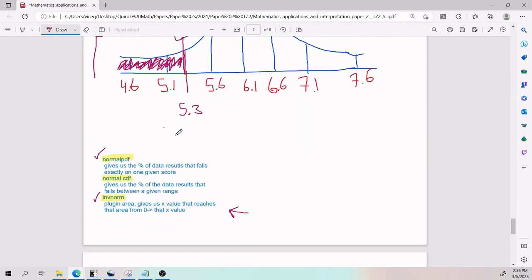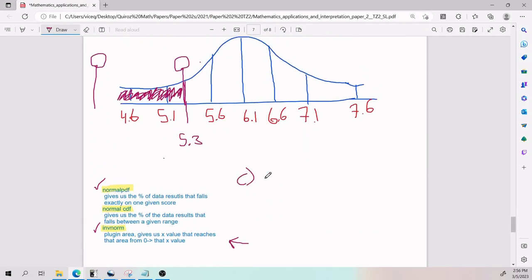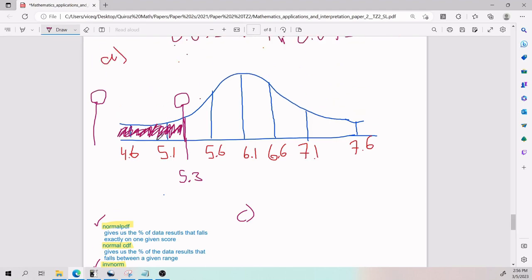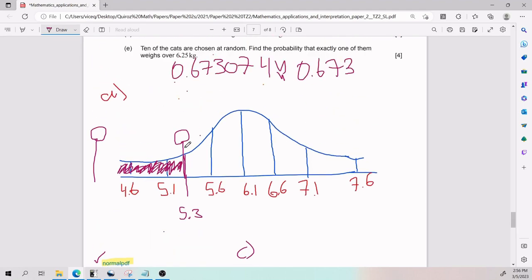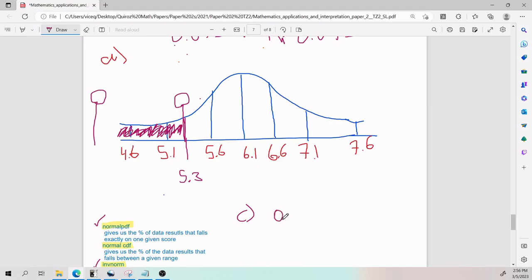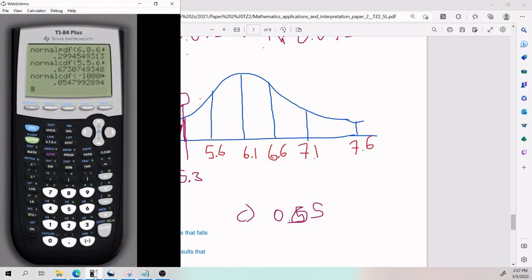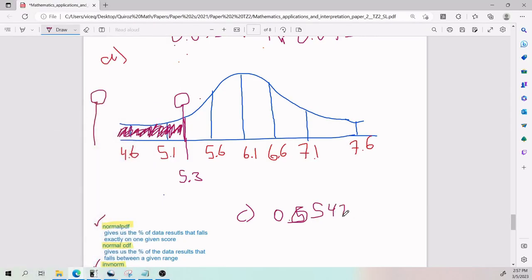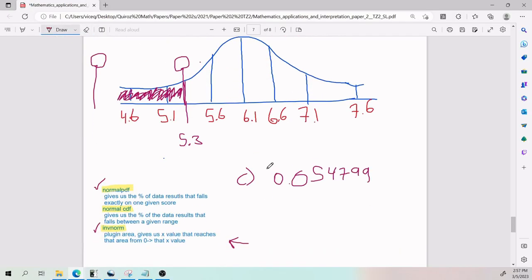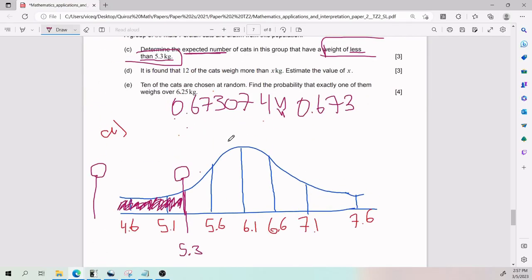So I'm going to write that over here. We found that the percent of cats that weigh less than 5.3 is around 0.05, 4799. Let me just make this a little more clear. That is a 0. All right, so this is the percent of cats that weigh less than 5.3 kilograms.